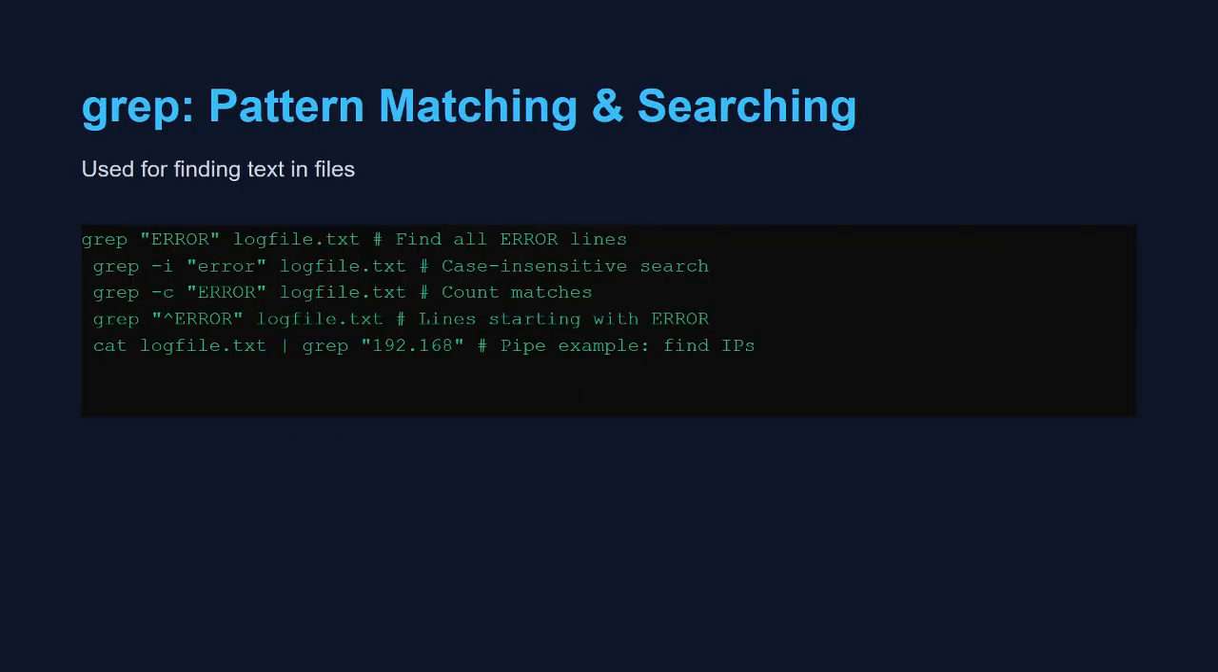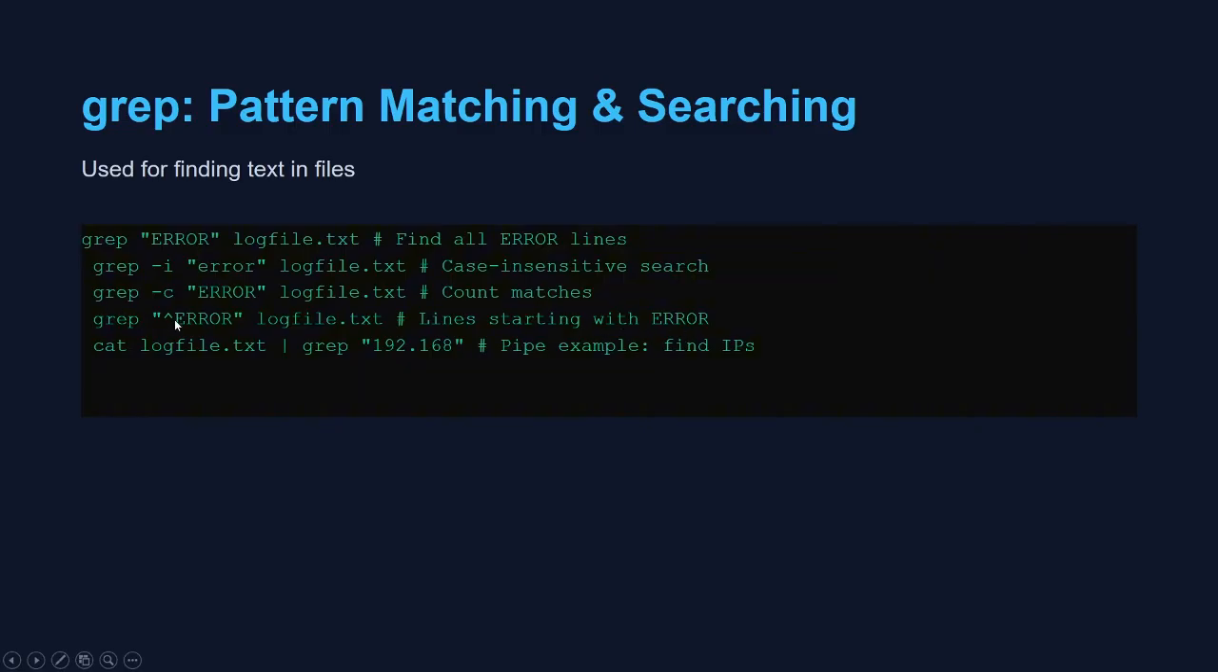This is grep, pattern matching, used to find text in files. Let's say we have a log file, log file.txt. We just type grep error logfile.txt. It will find all the error lines inside the text. grep -i is a case insensitive search. grep -c counts matches, how many errors there are in this file.